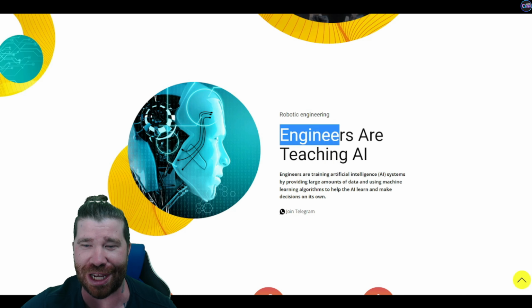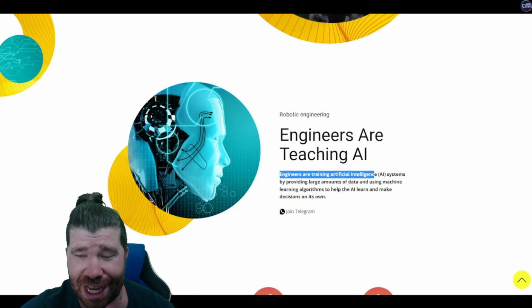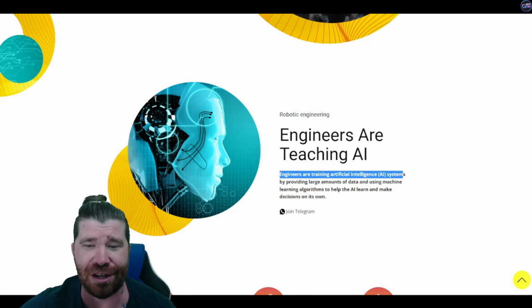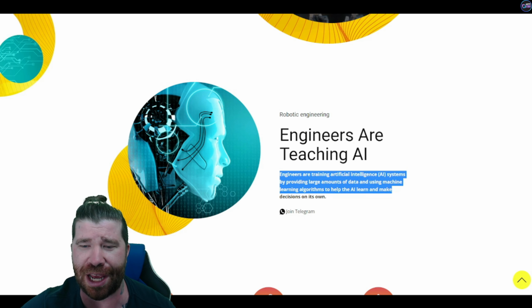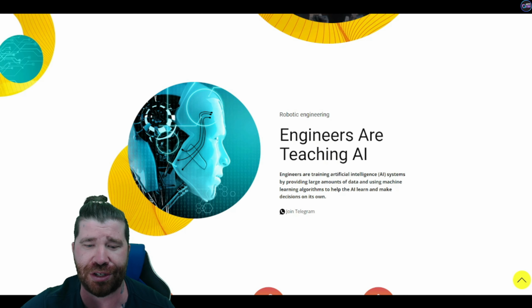Now, if we take a look, you guys will see right here where it does state robotic engineering. So engineers are teaching AI. So engineers are training artificial intelligence, also known as AI systems, by providing large amounts of data using machine learning algorithms to help the AI learn and make decisions of its own.